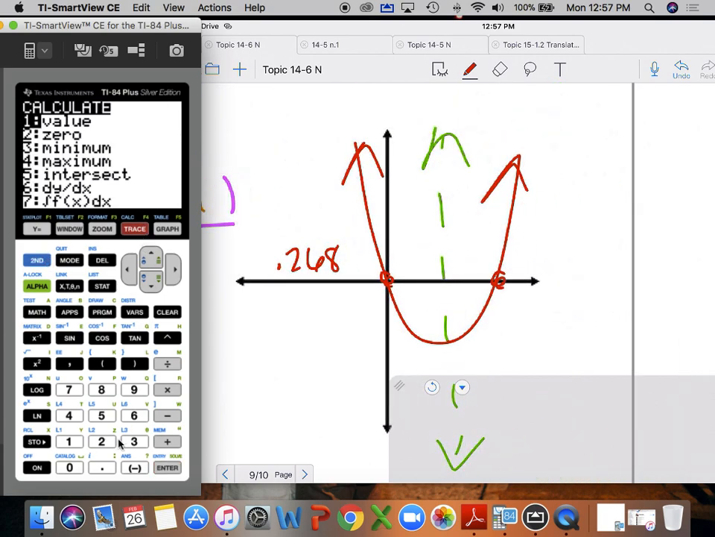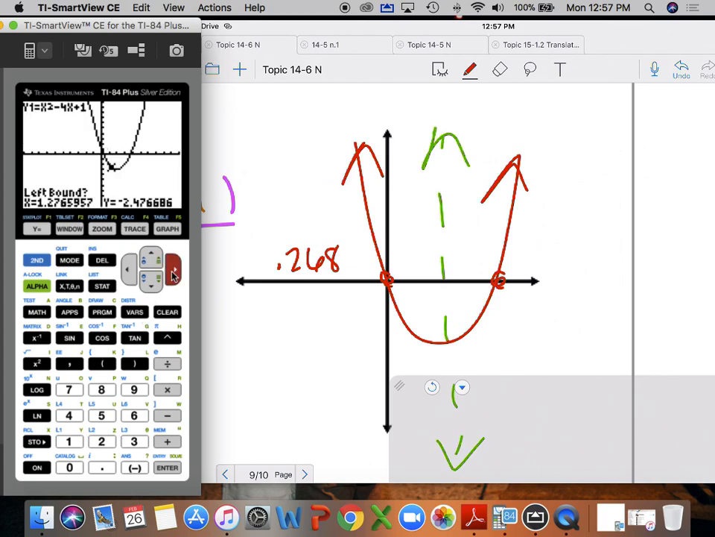Let's find the one on the right. Second trace 2, go to the one on the right. Slide to the left, enter. Go back to what you want. Slide to the right, enter, enter. 3.732.